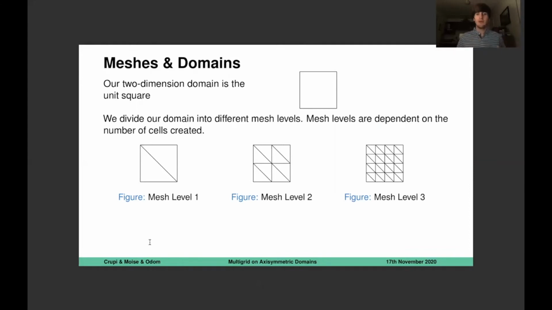And going forward, if you hear me mention the idea of a mesh level, what I'm referring to is the number of triangles that we have in our mesh. So on the bottom left, you see a mesh level of 1, and as the mesh level is increasing, we see more and more triangles in our mesh.